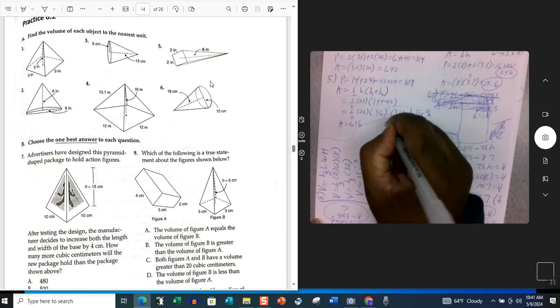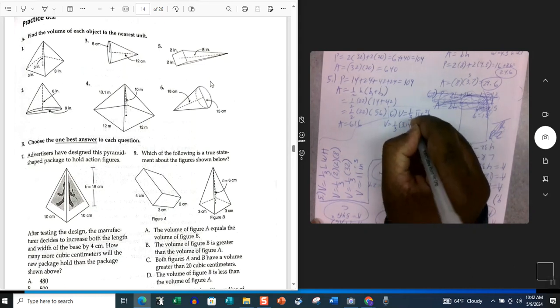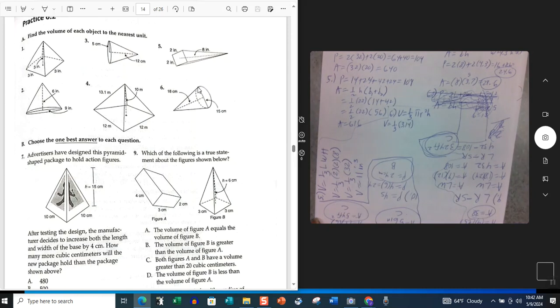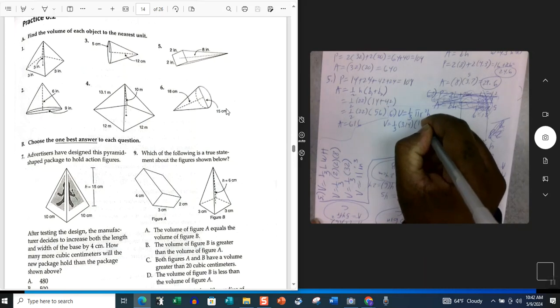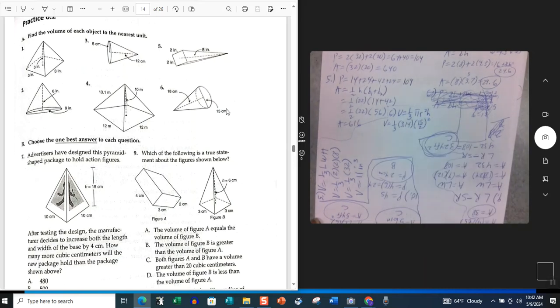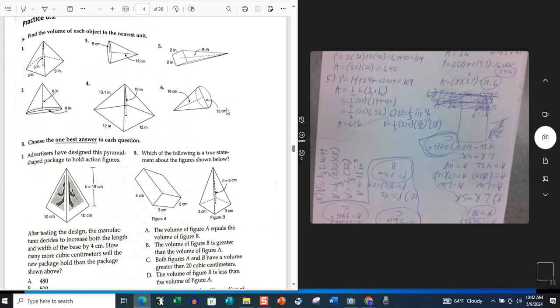So we have volume is equal to 1/3, pi is 3.14. Now the radius, if you notice here, this is the diameter, so we take half of that, which would be 15/2, and we square it. And the height is 18. Now we can put this right in our calculator.